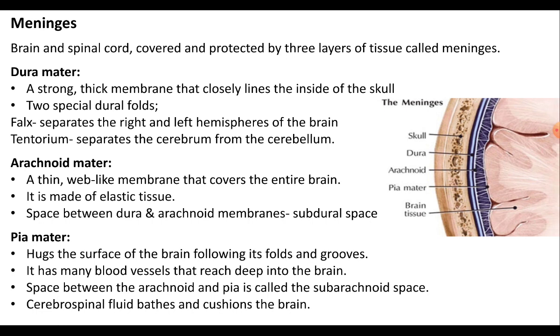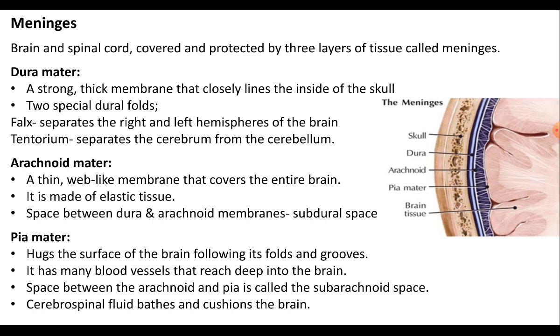The innermost layer is called as the pia mater, where it hugs the surface of the brain, and it also follows the folds and grooves of the brain. And this layer is richly supplied by the blood vessels that reach deep into the brain. And there is a space between the pia mater and the arachnoid, and it is called as the subarachnoid space. Both the spaces, that is subdural space and the subarachnoid space, are filled with the lymphatic fluid called as the cerebrospinal fluid.